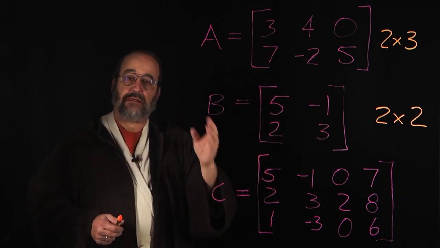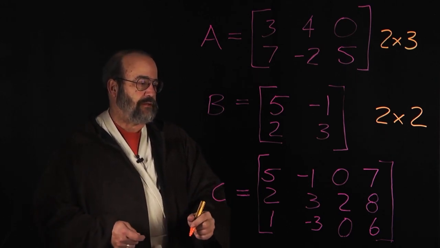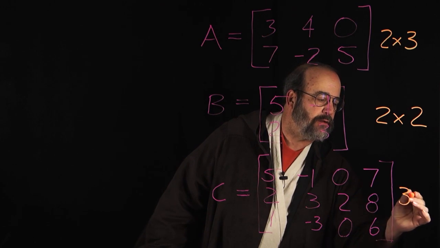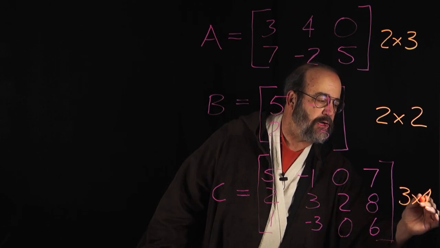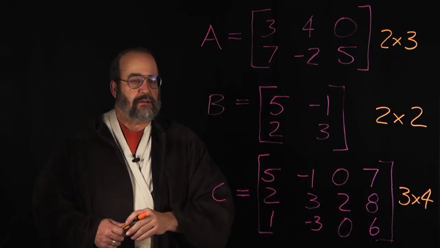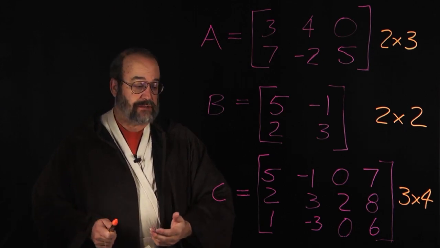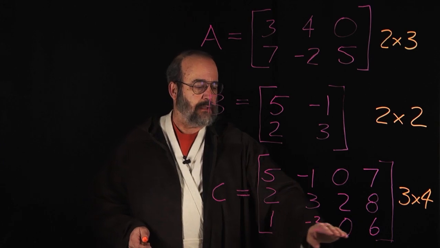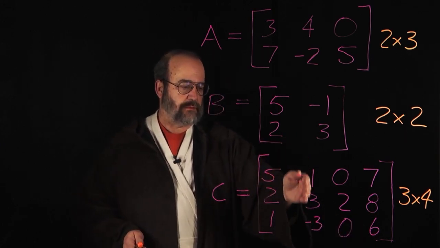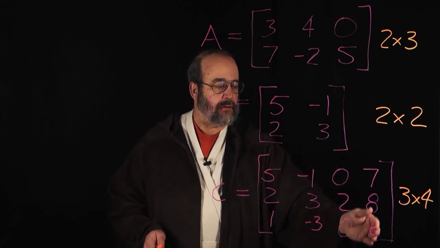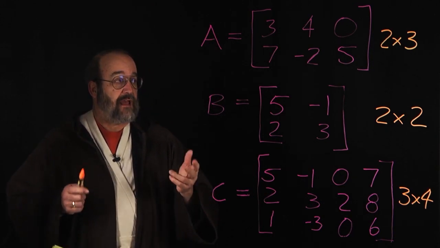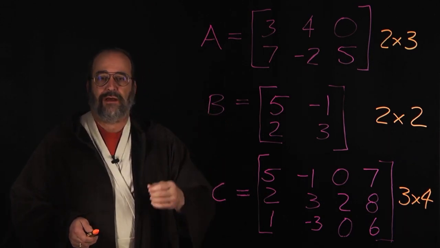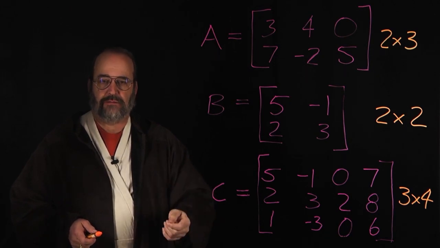Then finally matrix C is what is called a 3 by 4, and we're going to use a lot of 3 by 4s as we use matrices to help us solve algebraic systems of equations. So this one has 3 rows and 4 columns. So we can have different kinds of matrices, and we refer to them by their rows and then by their columns.